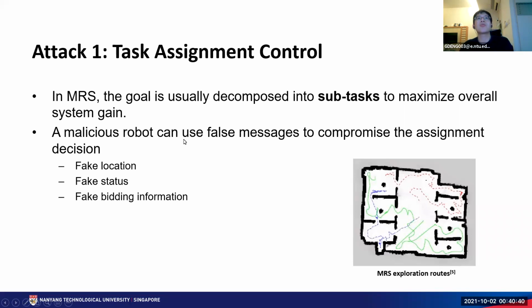However, a malicious robot can actually use false messages to compromise the task assignment decision process, for example, using a fake location, fake status, or fake bidding information. So, for example, a robot can pretend to be very close to the region to explore by sending a fake location message. So the final task will be assigned to this robot, although actually it can be very far away from that region. In this way, the system performance is degraded.